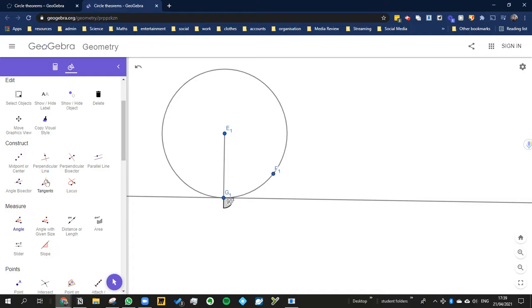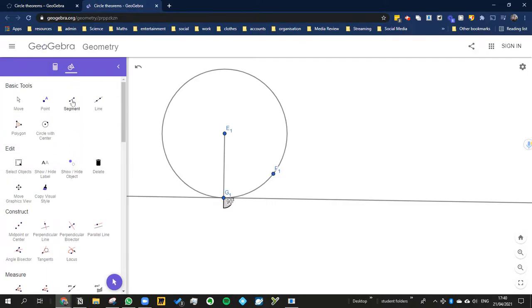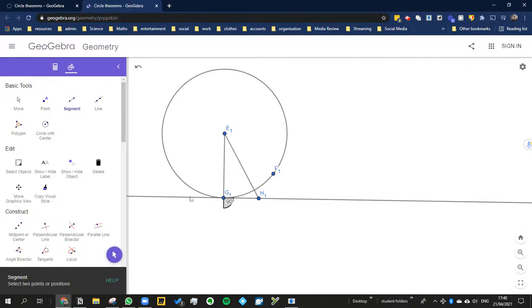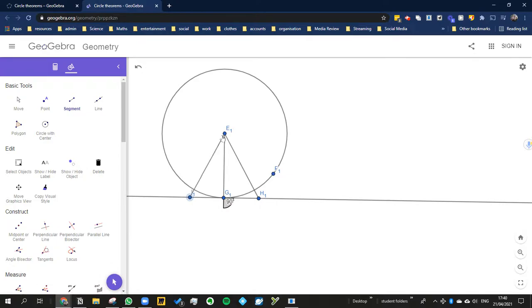Well, the way to do that is by drawing some other lines. So I'm going to need to pick another line. What do I want? Let's pick a segment, I think. I'm going to draw a line from here to here. And I'm going to draw a line from here to here. I'm going to just pick one of these triangles. Let's pick the one on the right. So E1, H1, G1.